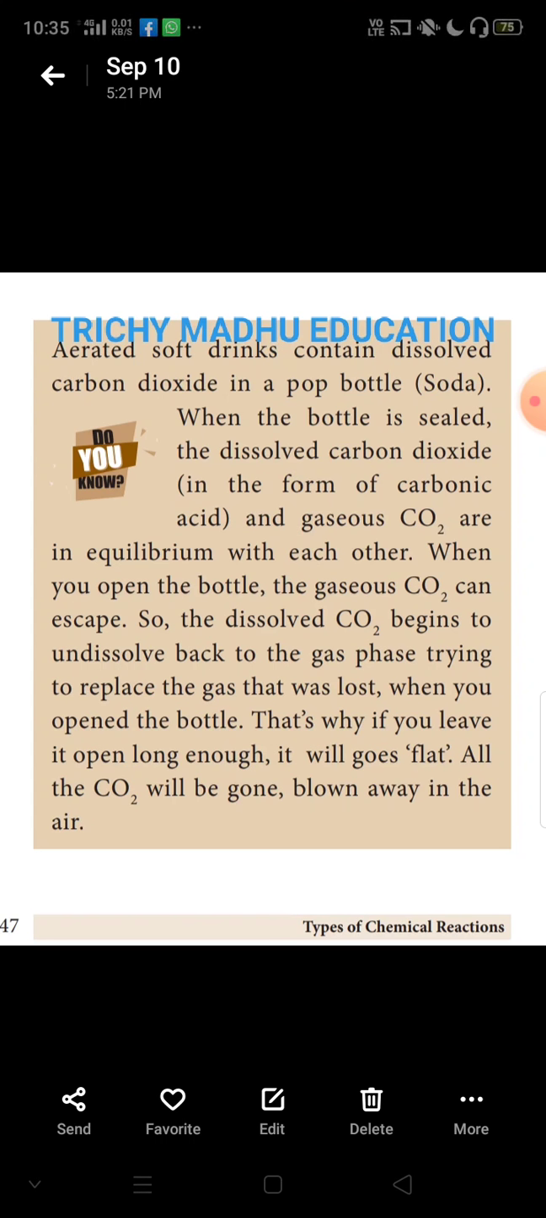That's why if you leave it open long enough, it will go flat. All the CO2 will be gone, blown away in the air. So we are studying 10th standard science subject, types of chemical reaction.